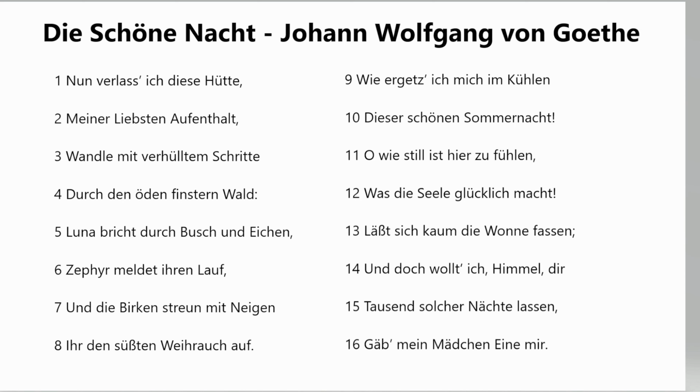So let's start. The name of the poem is Die Schöne Nacht by Johann Wolfgang von Goethe. What does the title mean? Die Nacht means the night, like nighttime. And Schöne is the adjective. Schöne means beautiful. So the beautiful night, the pretty night. Same thing. Let's start reading it.